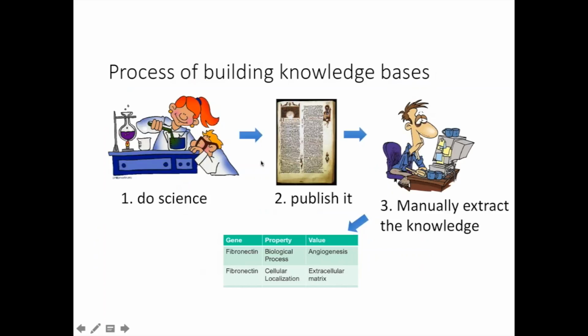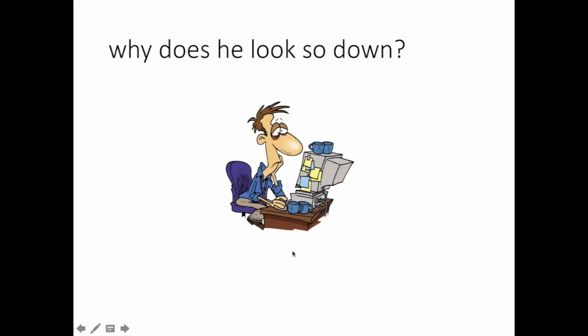So the process runs like this. Scientists do science, what they like to refer to themselves as real scientists when they talk to computer people. Then they publish it in modern publishing forums like this PDF here. And then somebody has the job of manually reading that paper and turning that into that knowledge base that we use and we depend on. So what's the problem? Why does this guy look not very happy?